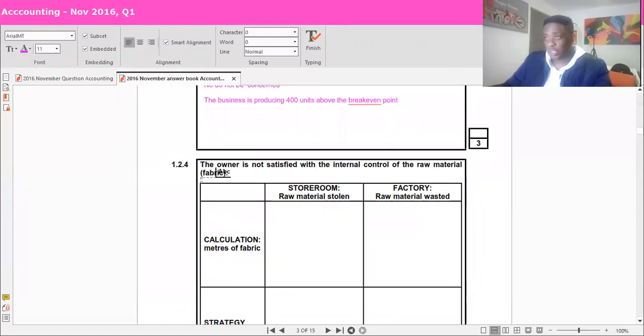All right. The owner is not satisfied with internal control of raw materials, which is the fabric.